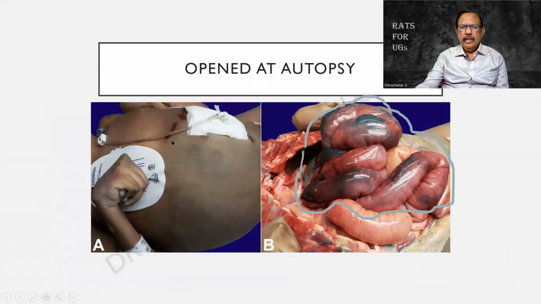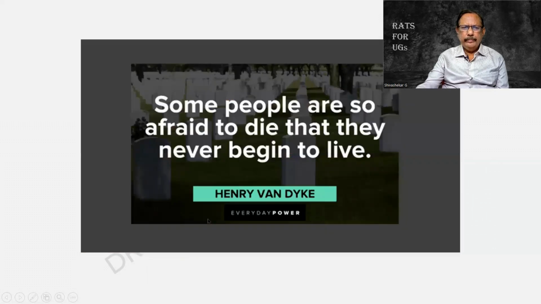So this is a autopsy case. You opened the autopsy and you are finding the loops of the intestine. I would like you people to kindly compare the viable and the non-viable areas. And look at the clinical picture of the patient before opening it up.